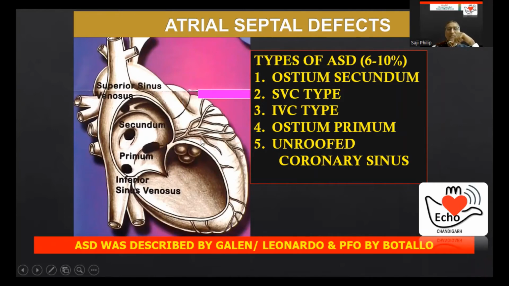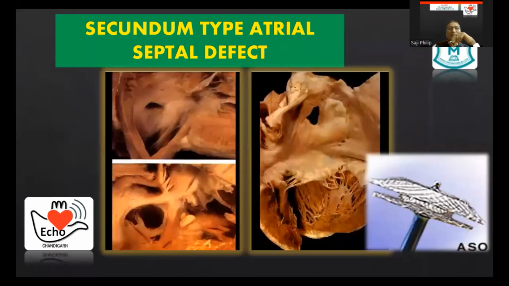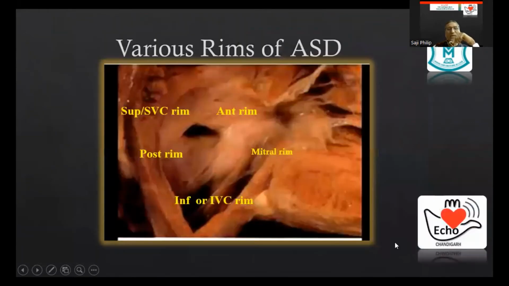The coronary sinus, but the anterior roof is deficient. And these are the specimens which I'm showing as examples of the secundum ASD. This is a good case for device closure. With the left atrial disc and right atrial disc, we can close it very nicely.